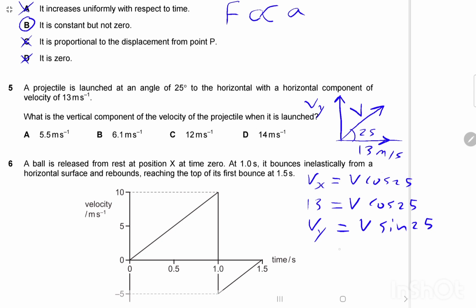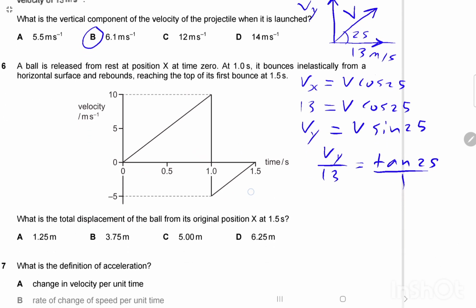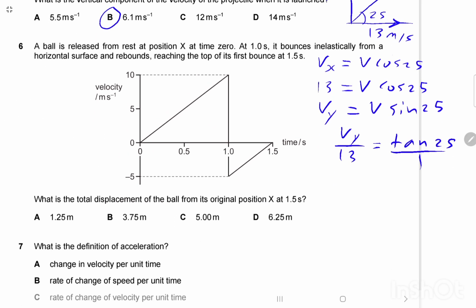So here we can easily find Vy. If you divide the second equation by the first equation, Vy divided by 13, you get tan 25. So now you do cross multiplication, 13 times tan 25, and then you get option B. Let's see now the next question.